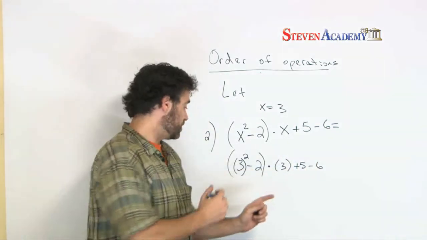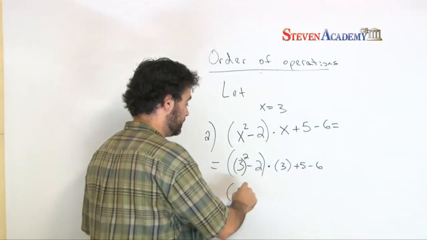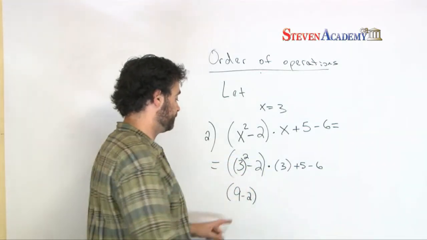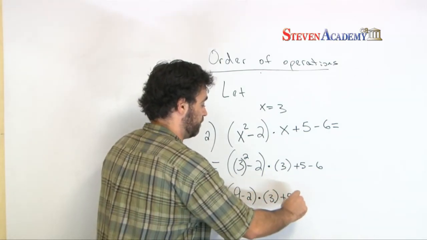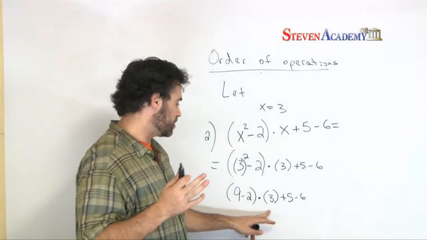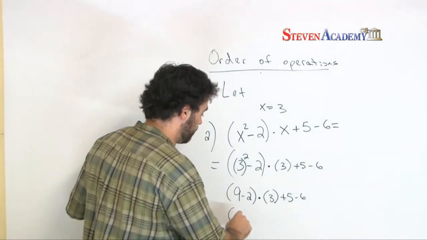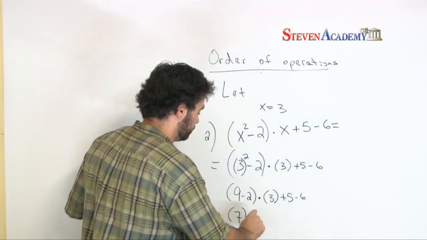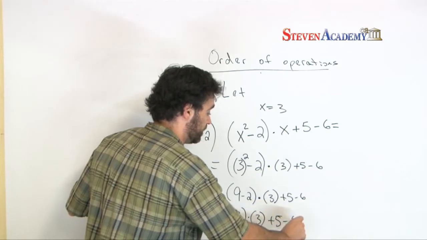Okay, again, with respect to order of operations, we work on the inside. We say that 3 squared is 9, 9 minus 2 times 3 in parentheses, plus 5 minus 6. And right here, you don't have to put the parentheses again. I'm just doing it because I said use parentheses when you substitute, but 9 minus 2 is 7 times 3 plus 5 minus 6.